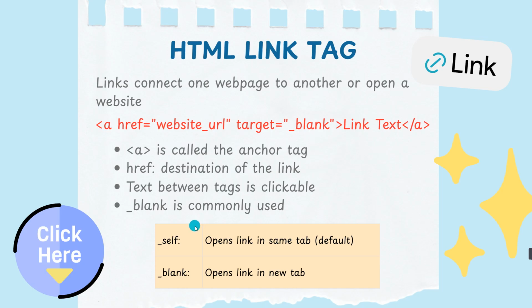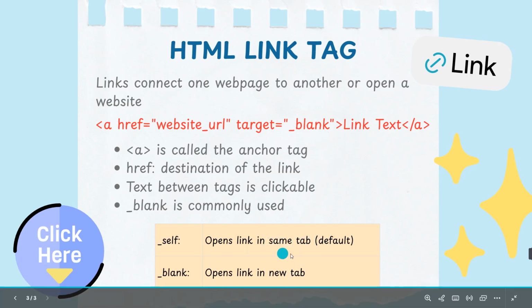So basically the overall summary is that the anchor tag is used for HTML links. href just specifies the destination of a link. The text can be kept in between the anchor tags, and you can specify the target attribute and use _blank or _self if you want to open it in a new tab or in the same tab respectively.